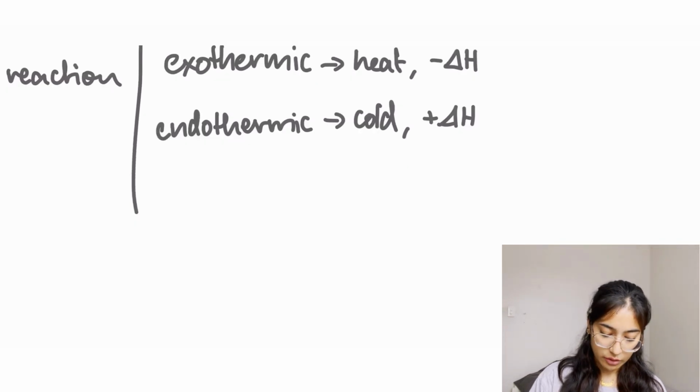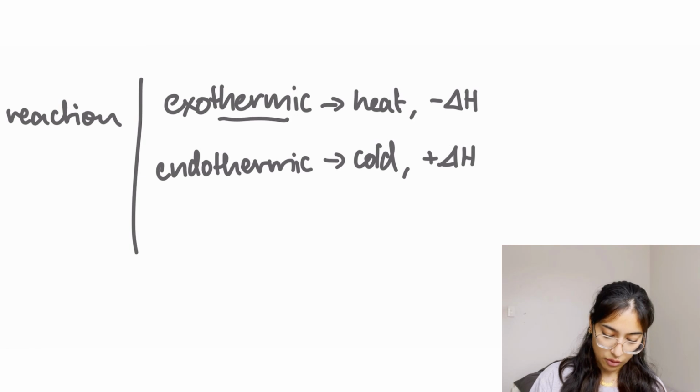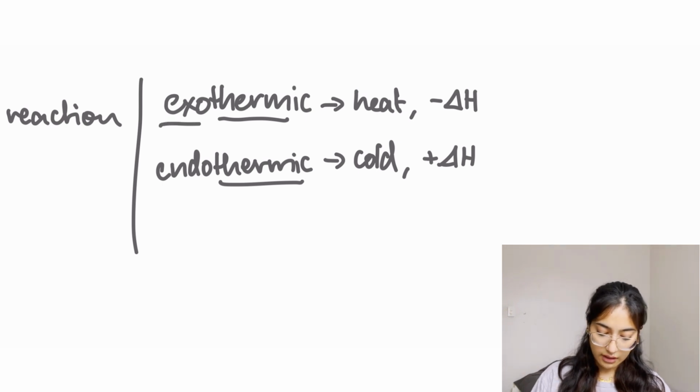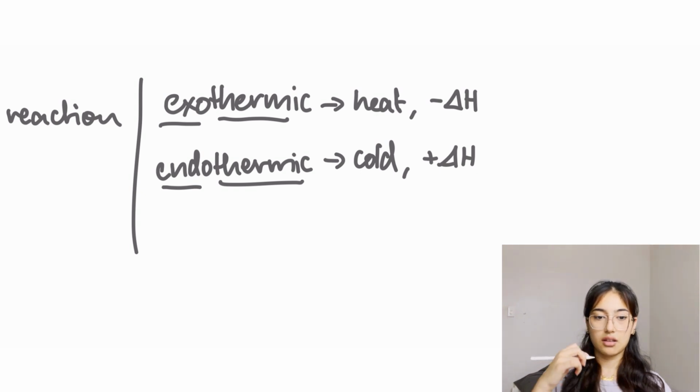Just to talk about these words quickly, thermic is like thermal energy, thermals, like heat related, and then exo means like exiting, and endo is kind of like entering, so this is like exiting heat, and this one's like entering heat. Hopefully that helps you remember.